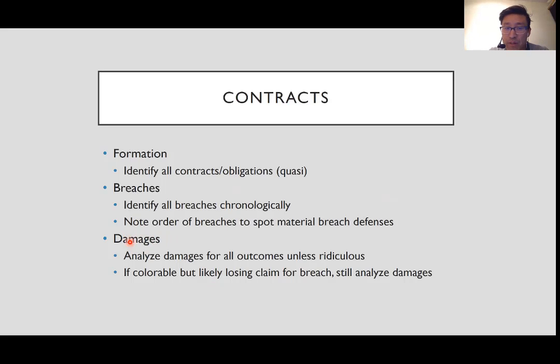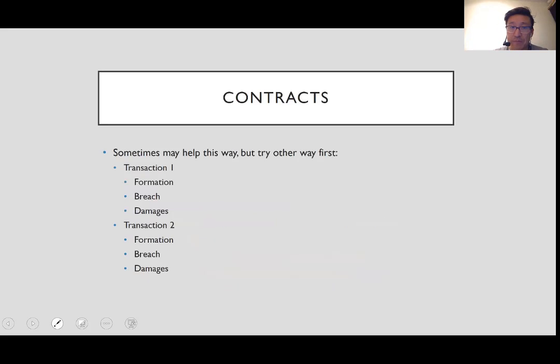That does make it tricky to put damages here, but in some sense, if you're talking about different breaches, you need to know what all the different breach combinations and possibilities are before you can say something about damages. And you want to analyze not just the damages of the outcomes that are likely, but of all the outcomes that are colorable. You want to try and trace all of the different possibilities unless they're totally ridiculous. So if some possibility is colorable, even though it's unlikely that someone would prevail on breach, but they have some argument there, still try to analyze damages for that.